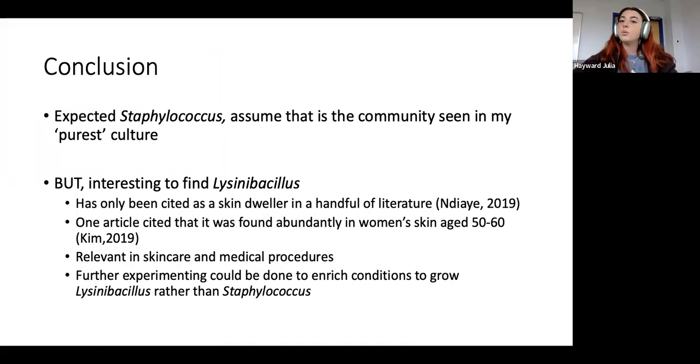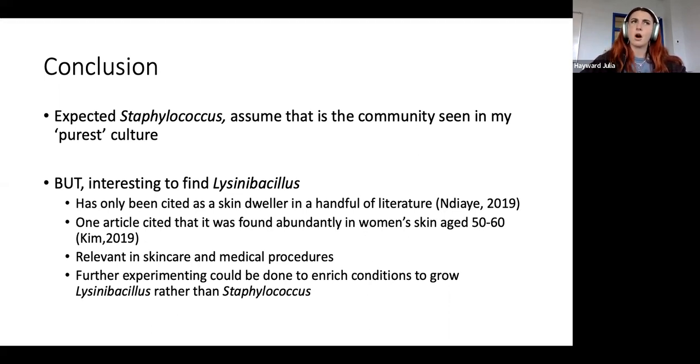So yeah, my conclusion would be that even though I did go into this expecting Staphylococci, I enriched the conditions to grow Staphylococci. And I assume that is the community that was seen in my purest culture, maybe a multitude of species in there. But as far as genus goes, I assume I do see Staphylococci. But I was rather interested in the discovery of the large amounts of Lysinibacillus on my skin. I only saw this cited as a skin dweller in a handful of literature.